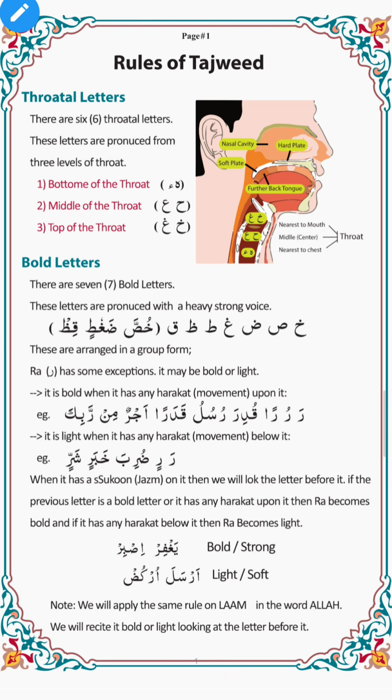Today we will start the rules of Tajweed. The first rule of Tajweed: these are the letters called throatal letters. There are 6 throatal letters, and these letters will be pronounced from 3 levels of throat.